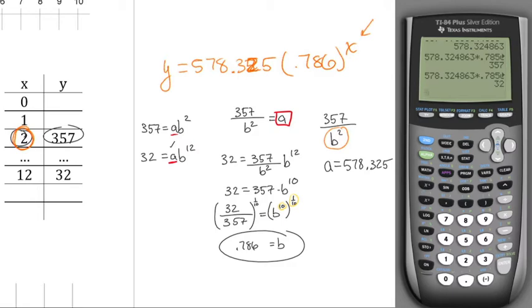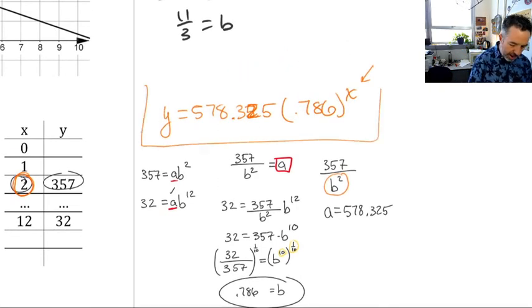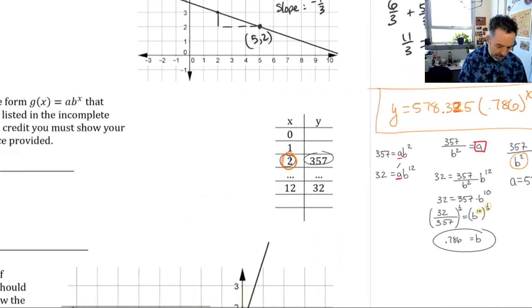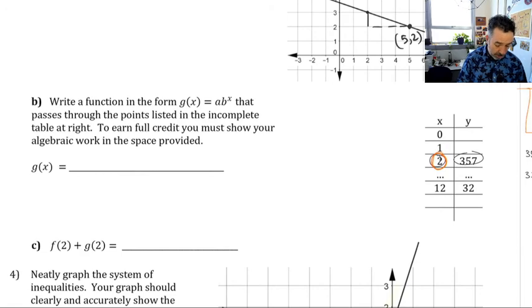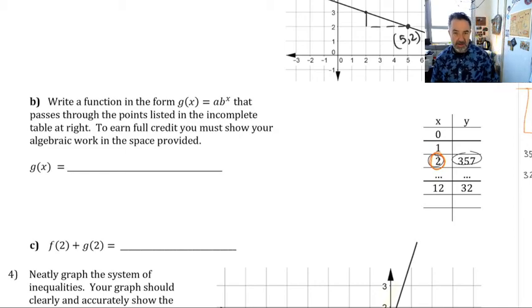You know what that means? Because when I plugged in 2, I got 357. And when I plugged in 12, I got 32. That means this is a correct answer, right? So again, I rounded when I wrote down the numbers to 3 decimal places, but on the calculator, I kept all those decimals until the very end. So anyways, I just wanted to record this because this is a question several of you have asked me about. So I want to make sure you could see that. So that is it for this.